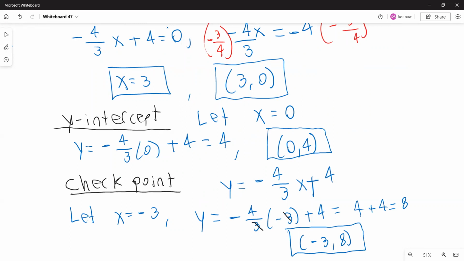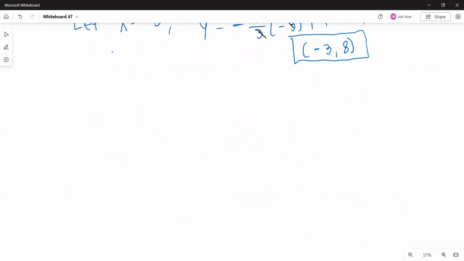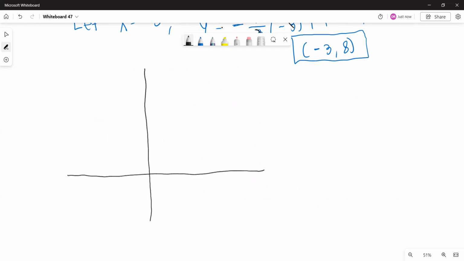Okay, so the last thing we're doing, we're going to sketch the graph of this linear function. The linear function is going to be a straight line. We found the intercepts, and we found another point. The x-intercept was 3, 0. The checkpoint was -3, 8.